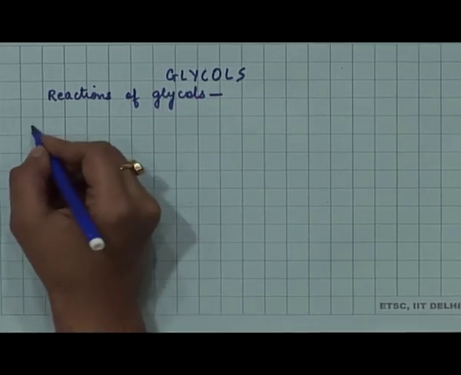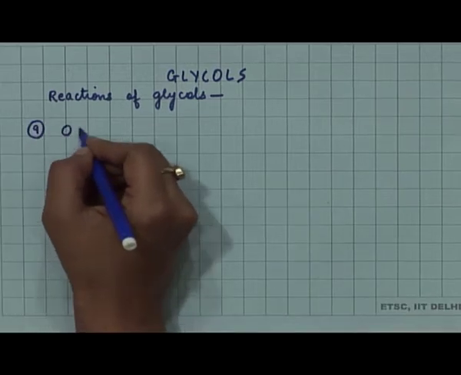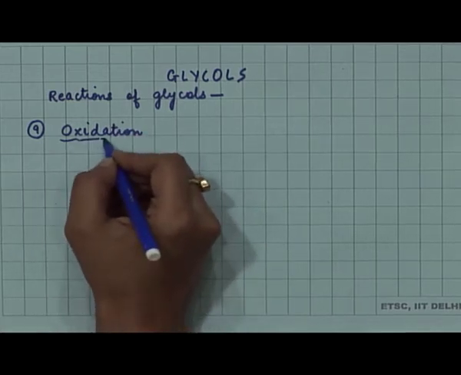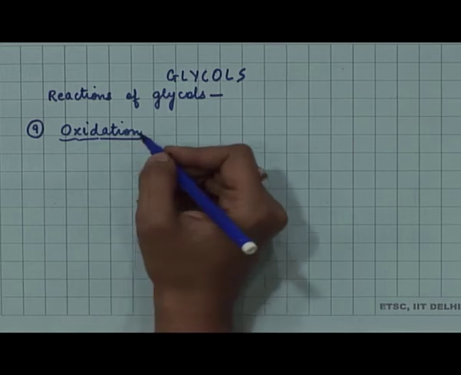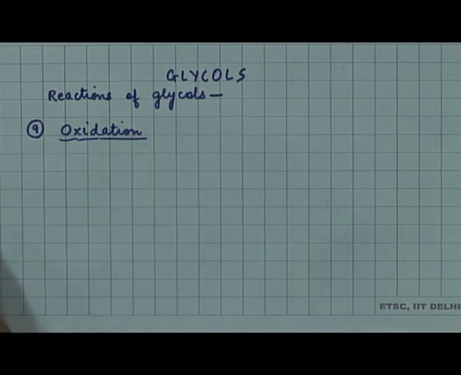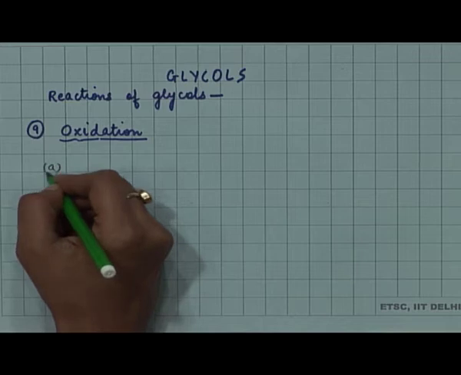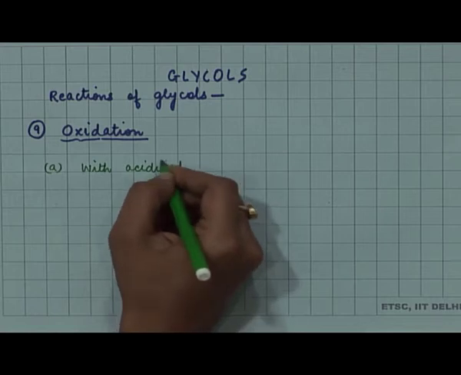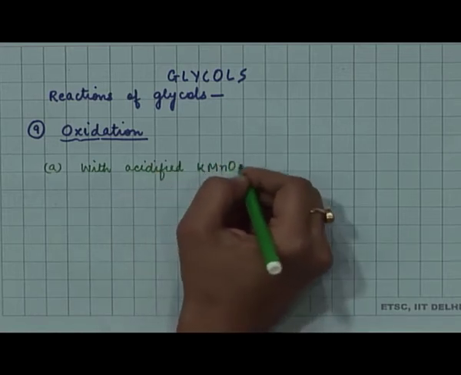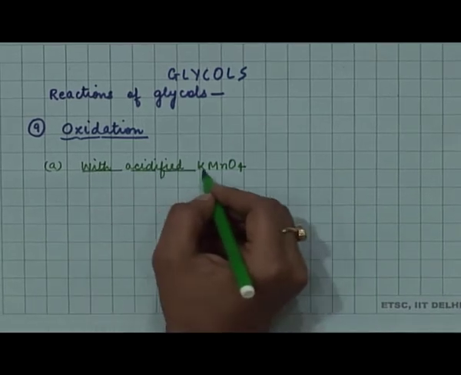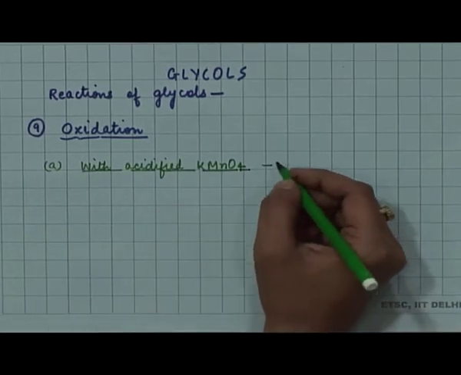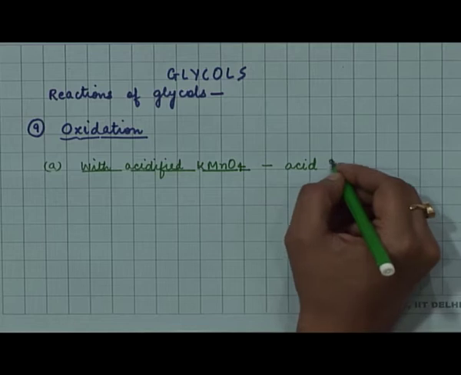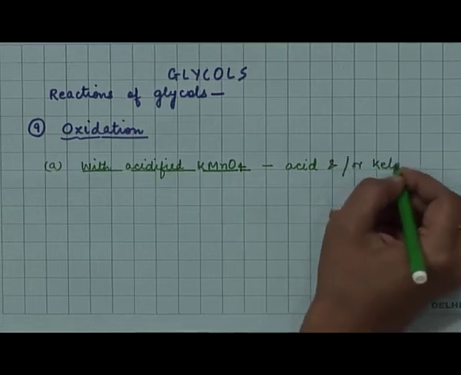And in this category today we are going to learn about the oxidation reaction of glycols. So, if you recollect, we did the oxidation of the monohydric alcohols, and today we are going to learn about that of glycols. Okay, so the first case I am going to discuss is with acidified KMnO4. Acidified KMnO4 is one reagent which is used to oxidize glycols, and the product which we get through the oxidation of glycols with acidified KMnO4 is either an acid or could be a ketone.